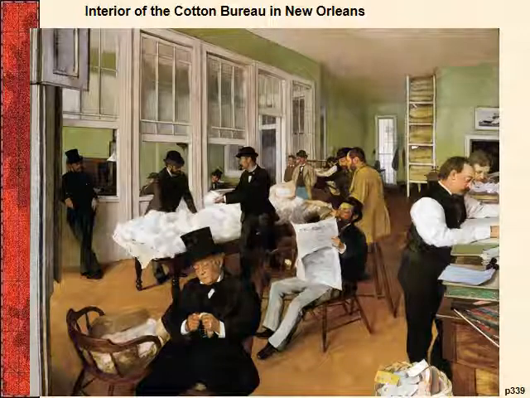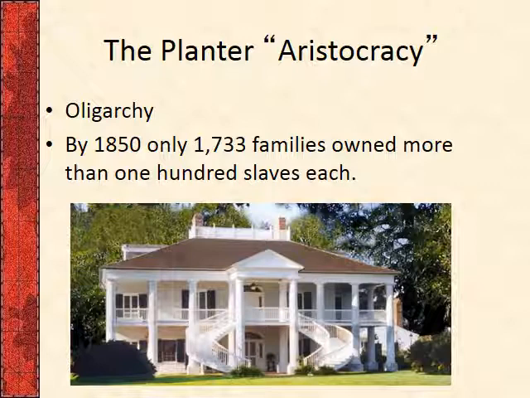This is just a picture from your book, again, the interior of the Cotton Bureau in New Orleans, where cotton would be bought from riverboats coming down the Mississippi, or overland from areas in and around New Orleans, and then it would be housed in these big warehouses and sold and resold to middlemen, until they would find a purchaser from an ocean-going vessel to be sold elsewhere. So lots of money. The planter aristocracy.